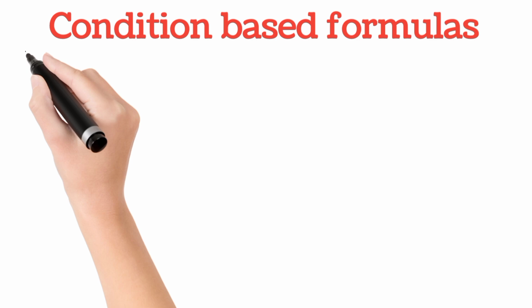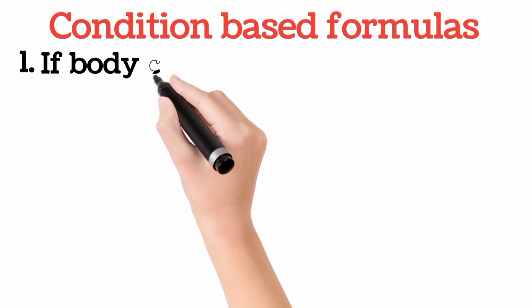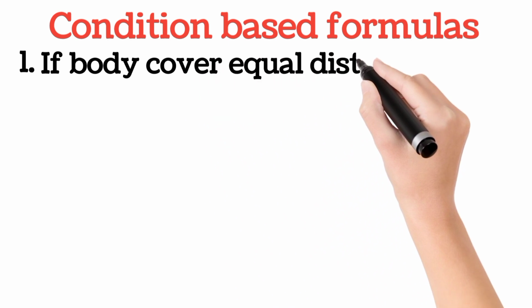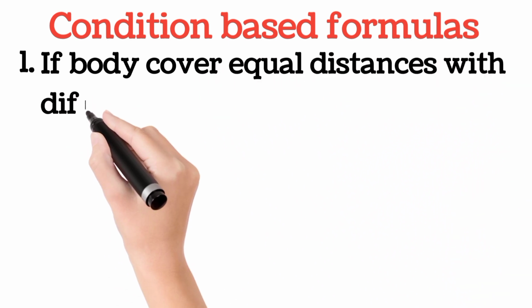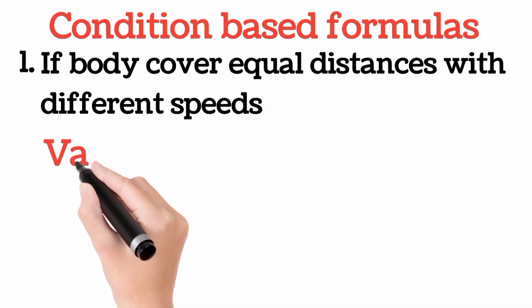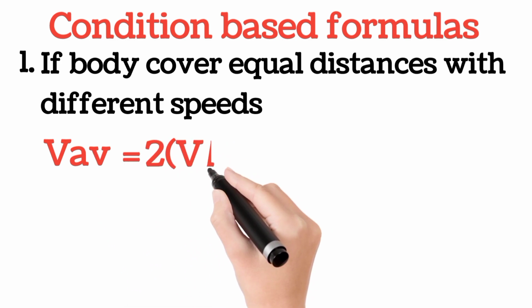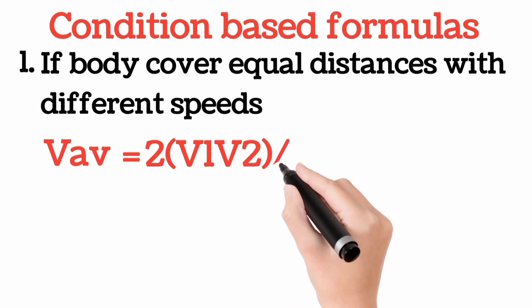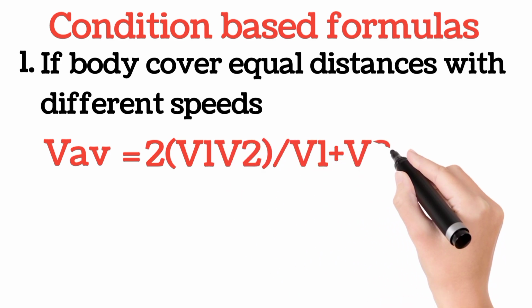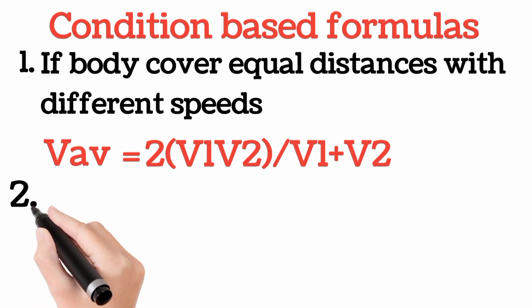First of all, we learn how we can use the conditions of time and distance in these formulas. So the first formula is: if a body covers equal distance with different speeds, then the average velocity or average speed can be calculated by the formula V average is equal to 2 V1 V2 divided by V1 plus V2. Here the distances are equal but the speeds are different, then you can use this formula.